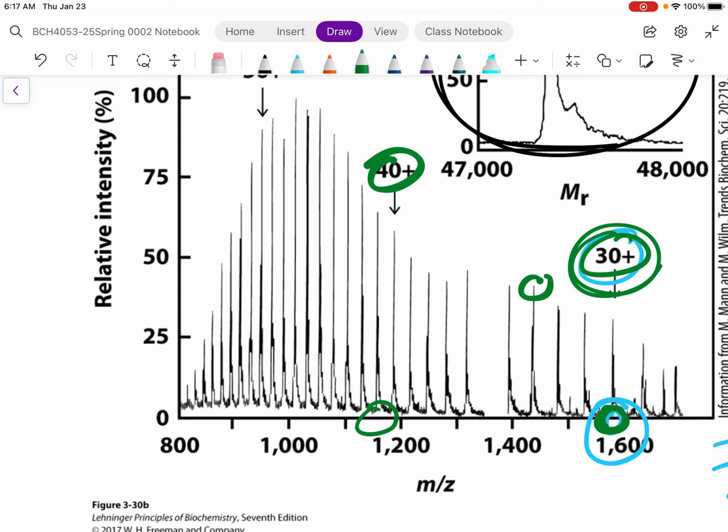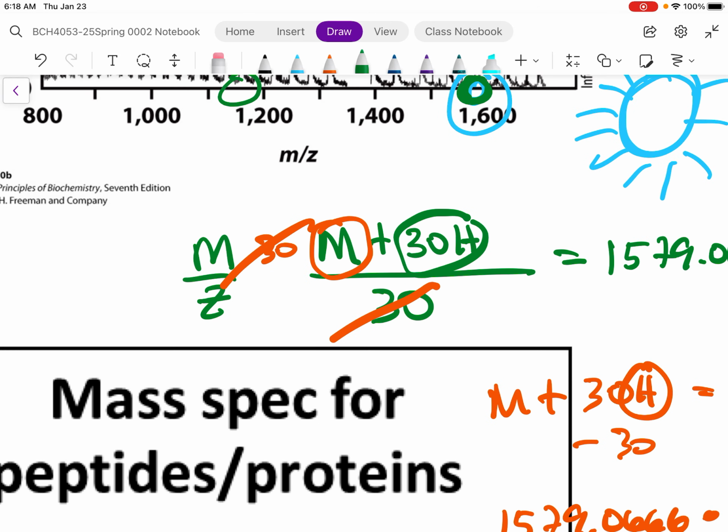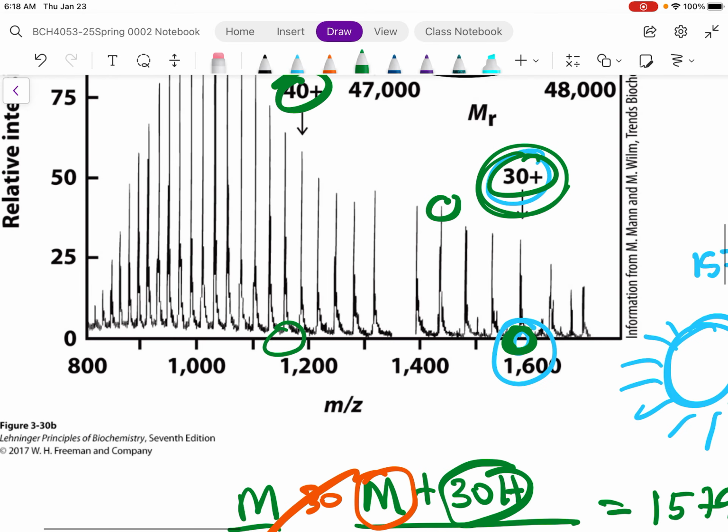So that's the easier calculation. You just take the m over z value, multiply it by the charge, and subtract the charge. Now, we won't get this complicated in the class, but I just want you to be aware that when we do this, the plus 30 right here, that's the hydrogens. You will see when you zoom in a little bit more, there's a little bit more signal there. That's isotopic effects, carbon-13 and whatnot, that affects that.